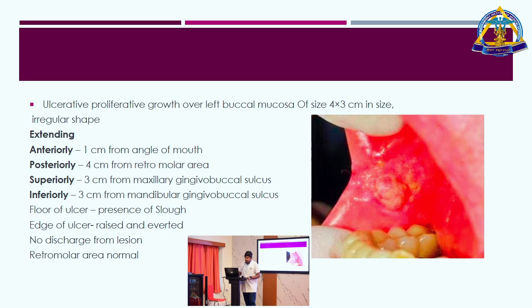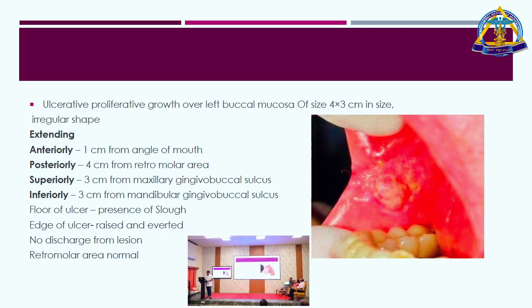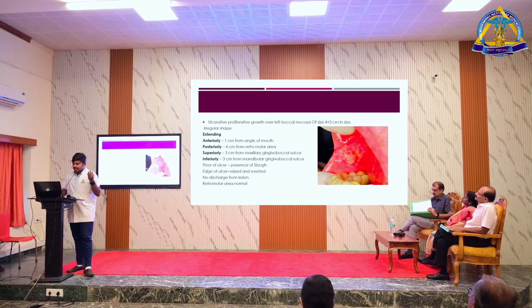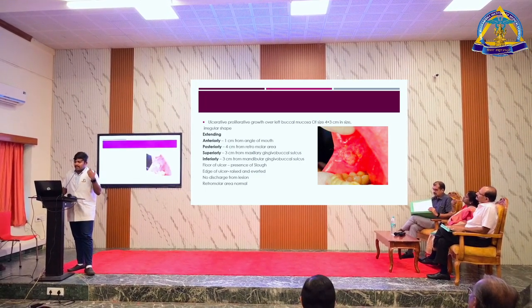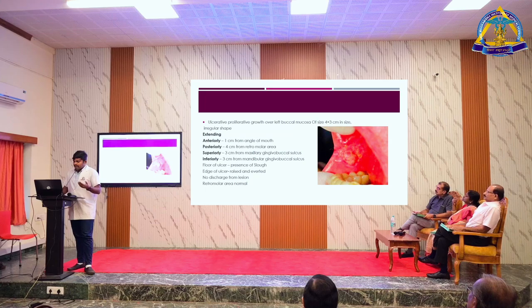An ulceroproliferative growth over the left buccal mucosa of size 4x3 cm and irregular in shape, extending 1 cm from angle of mouth, posteriorly 4 cm from retromolar area, superiorly 3 cm from gingivobuccal sulcus, inferiorly 3 cm from gingivobuccal sulcus. Floor of the ulcer has presence of slough. Edge of the ulcer is raised and everted, no discharge from the lesion, and retromolar area is normal.